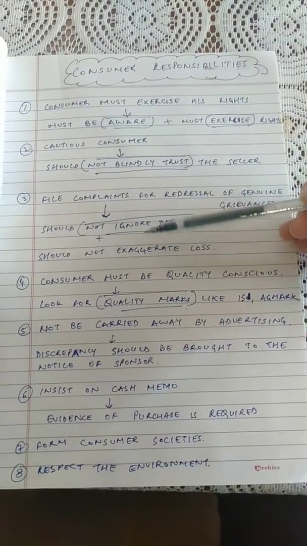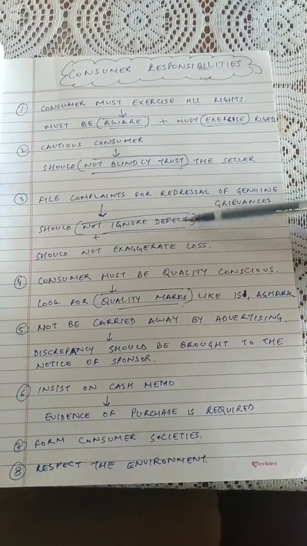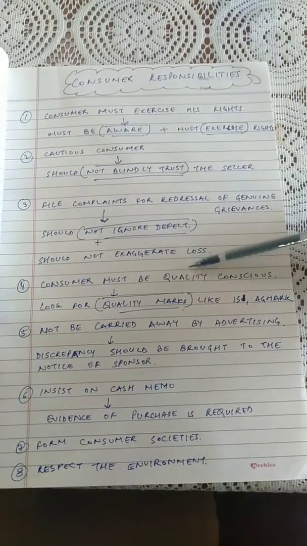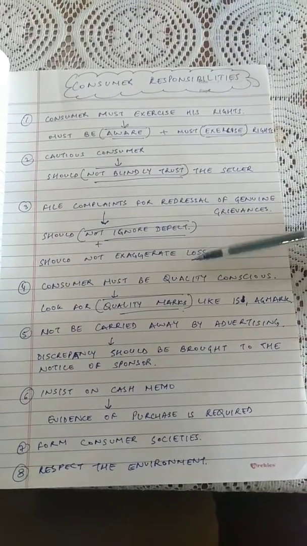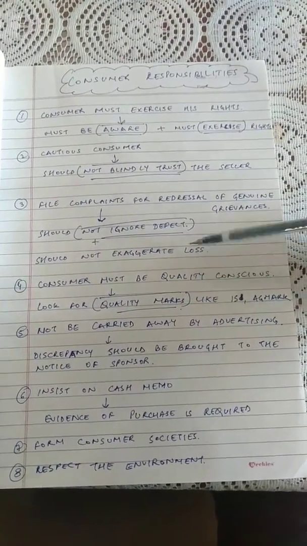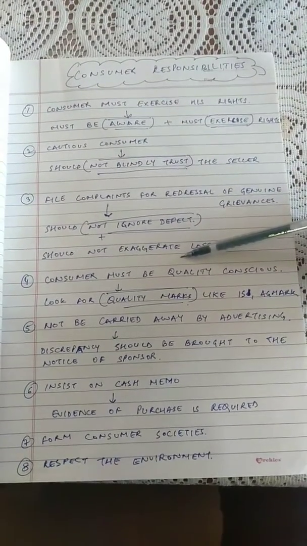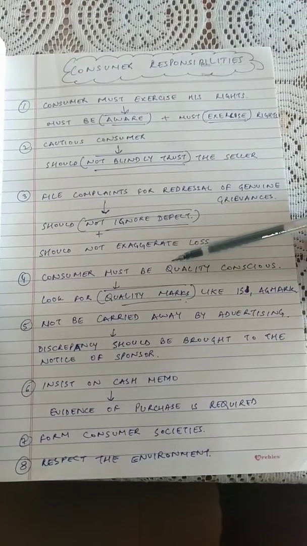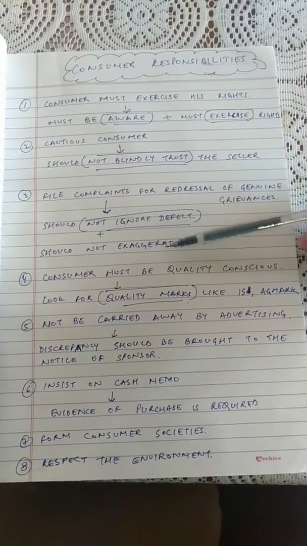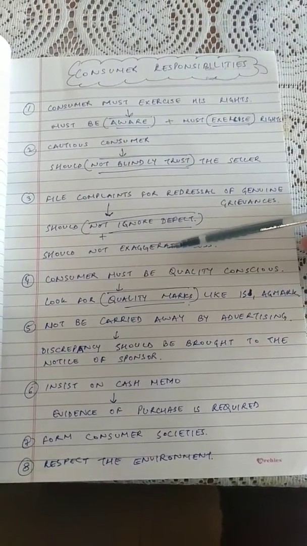And secondly, whenever he is filing a complaint for a defect in the product, then he should not also exaggerate the loss. That is, he should not make a mountain out of a mole. So for example, if the loss requires a compensation of say 100 rupees, then he should not exaggerate it and say that no, the loss requires a compensation of say rupees 1 crore.